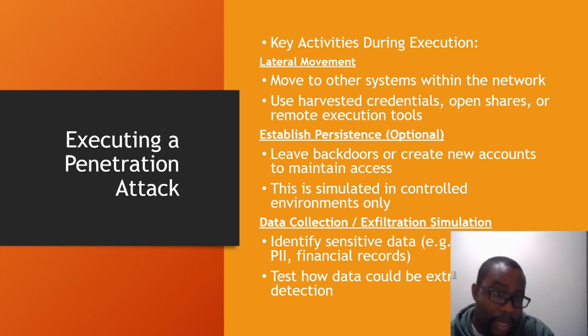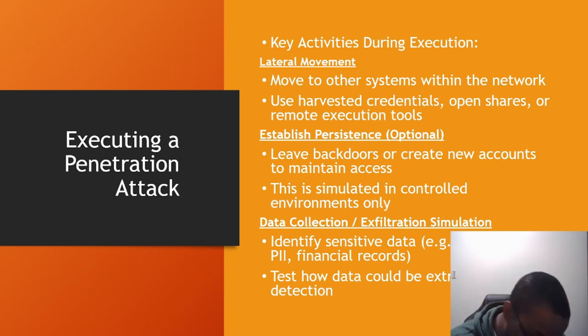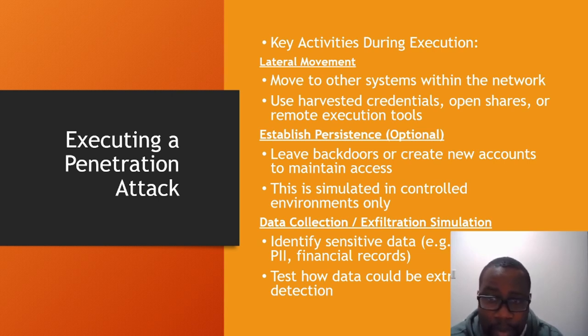Executing a penetration attack continued. So lateral movement. After you privilege escalate, you're moving across the IT infrastructure. You're moving across the network infrastructure. So you're using harvested credentials, open shares, or remote executions. This is pretty much where you're pivoting, right?